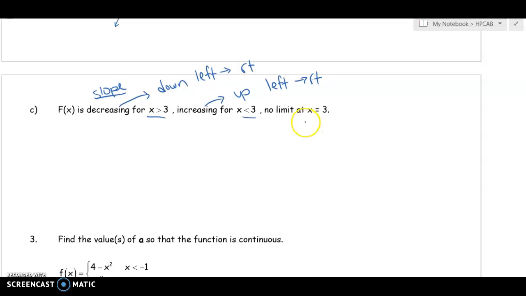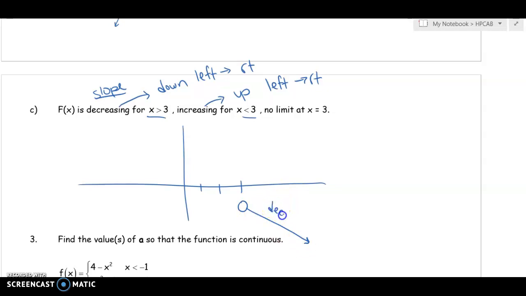Let's see, and there's no limit at x equals 3. All right, so it's got to have a different left-hand limit versus a right-hand limit. So it's decreasing for x greater than 3. So let's get x greater than 3. You can put whatever y value you want. All right, I'm just going to make a hole. You can do whatever you'd like. You can make it a filled closed circle. It's got to decrease as we go to the right of 3. So it's got to go down. Notice this is definitely decreasing.